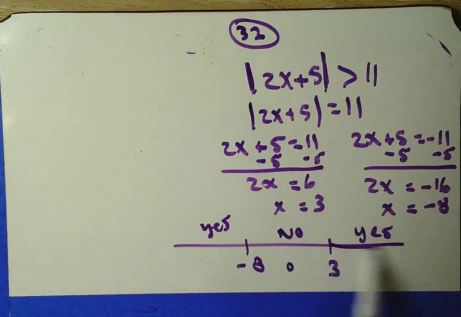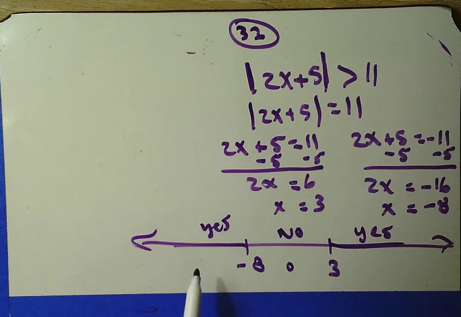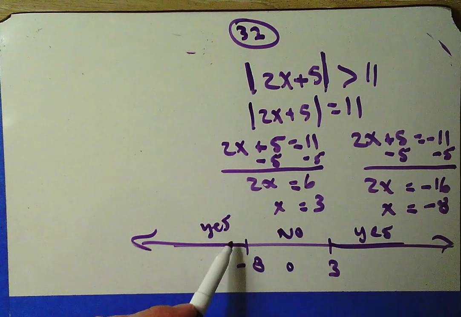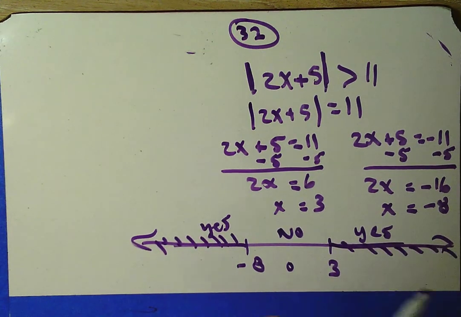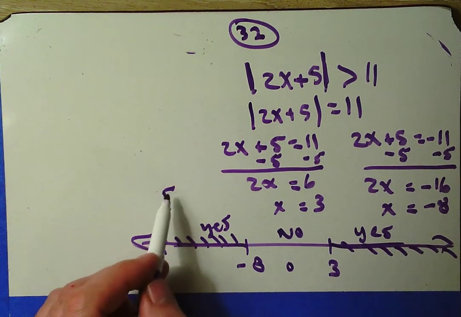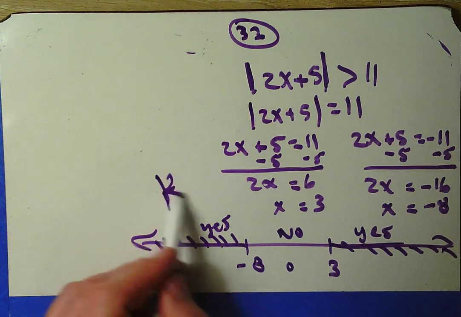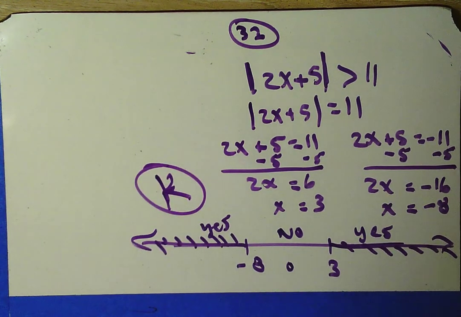So this goes on forever. This goes on forever. How many integer solutions do I have? I think I have an infinite number of solutions. This goes forever. This goes forever. And so my answer here for number 32 is K. K for number 32.